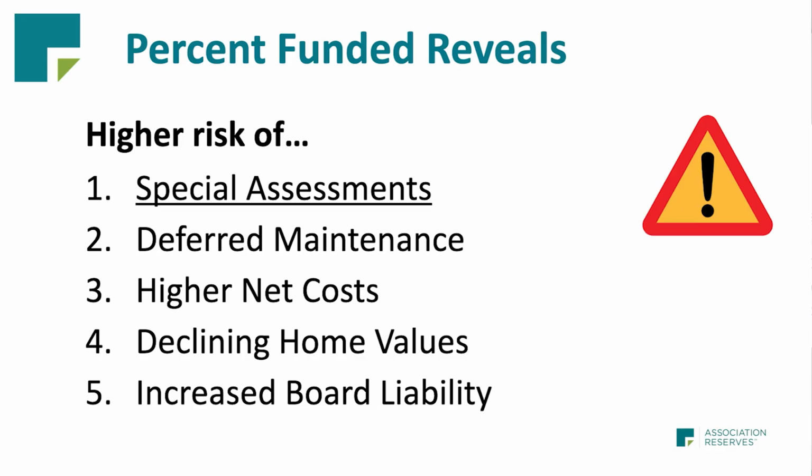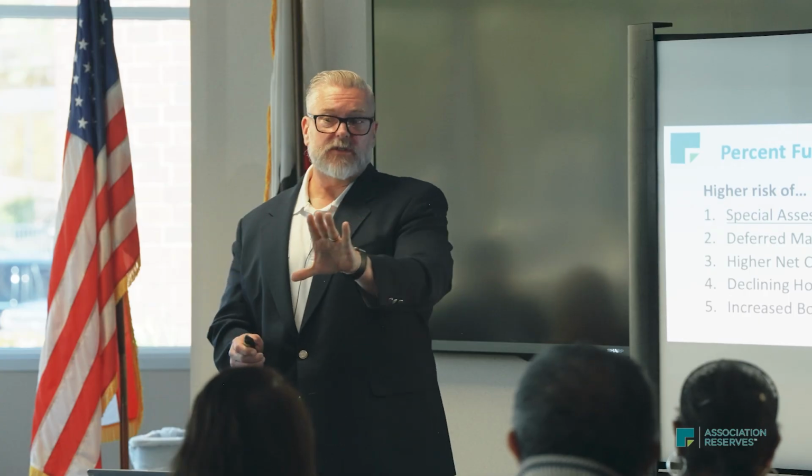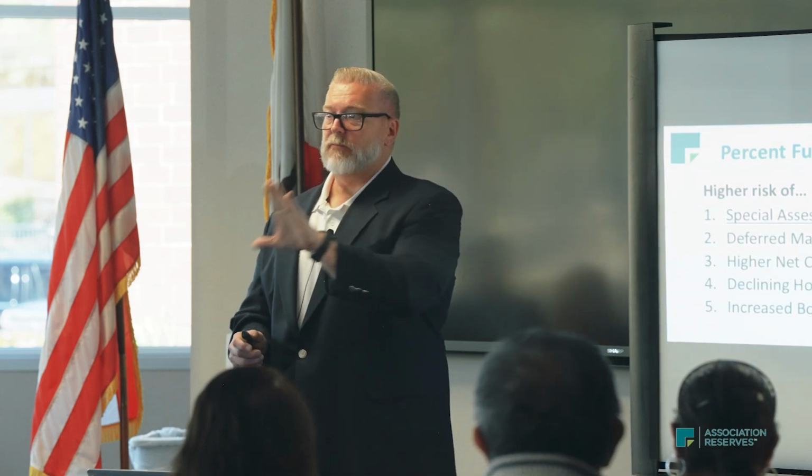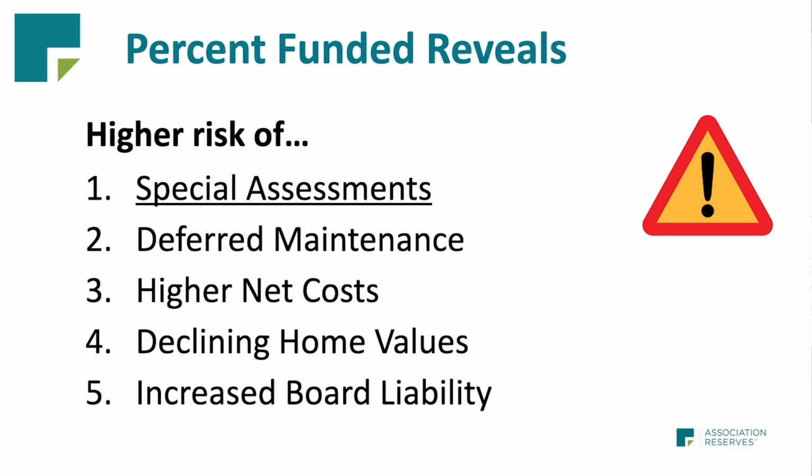So what your percent funded is going to do is reveal your risk of special assessments that we talked about. It's going to lead to deferred maintenance, and those two go hand in hand. Higher net costs. Keeping dues low is penny wise and pound foolish, because those poorly funded associations, ironically enough, end up having very high dues because they're just trying to throw money at problems to keep the dam from blowing up. I have a lot of associations that are 10% funded and their dues are $700 a month because they're in panic mode.